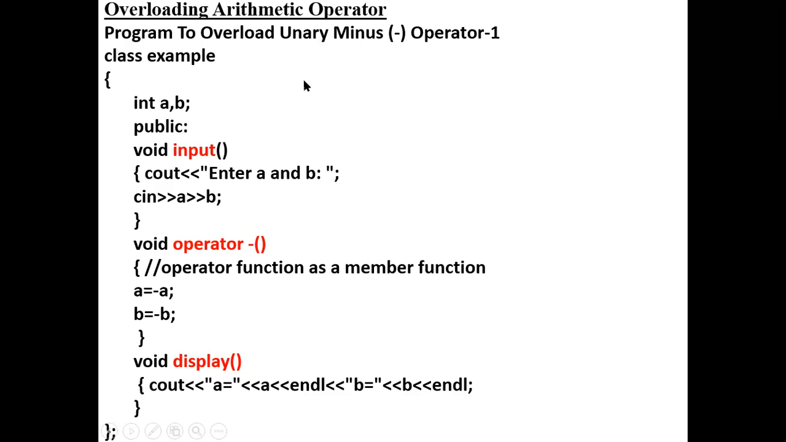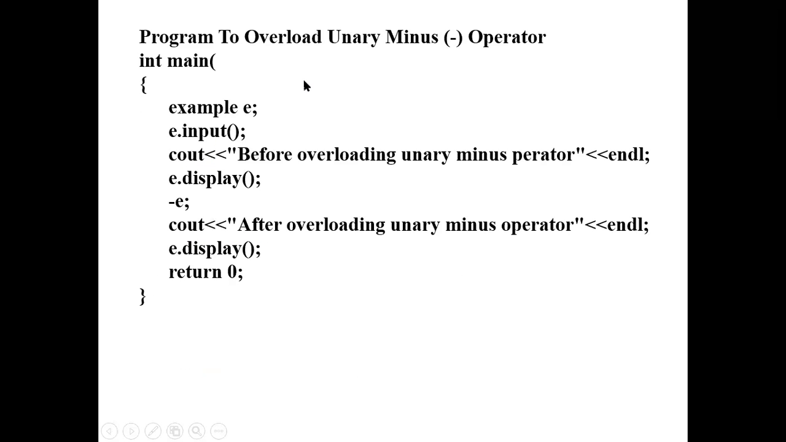Now after that, the third function is the display function of a and b. Now how will it execute? We'll see in the main function. In the main function, we are making an object e of class Example. After that, I am calling the input function to give the values of a and b, and first we display them. Suppose I have given a as 5 and b as 10. Now it will display a equals 5 and b equals 10.